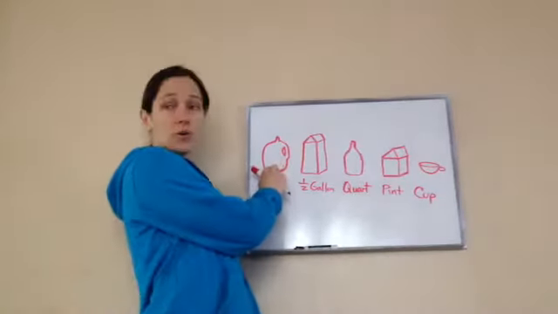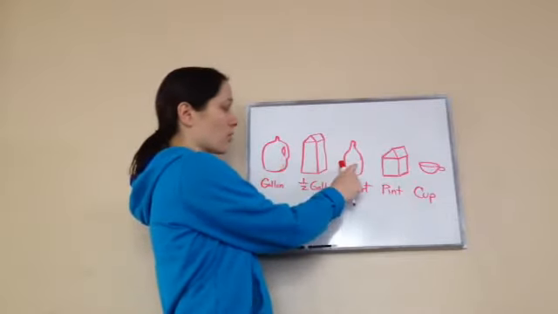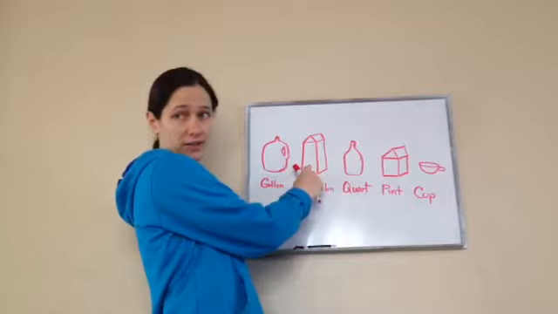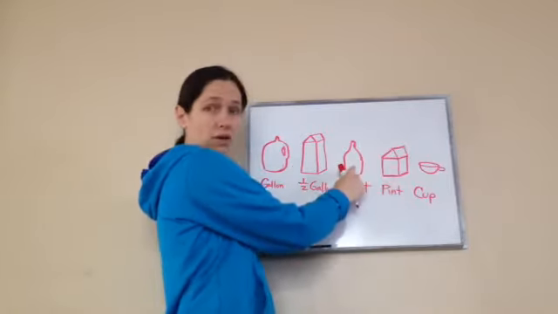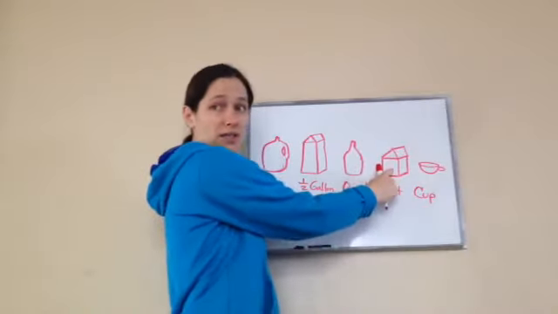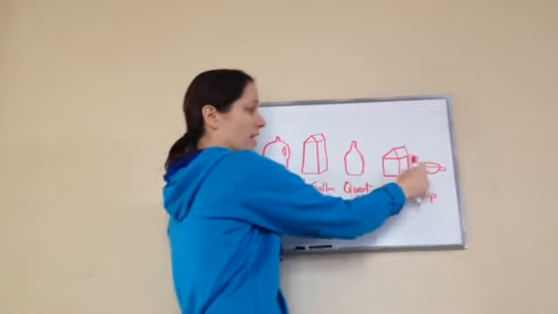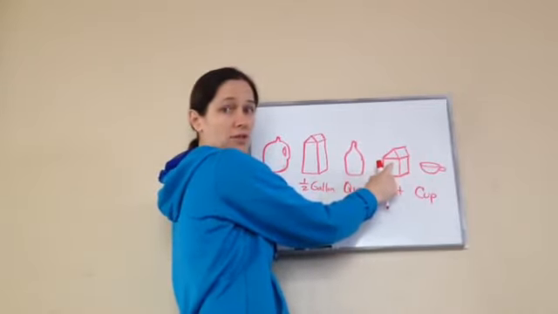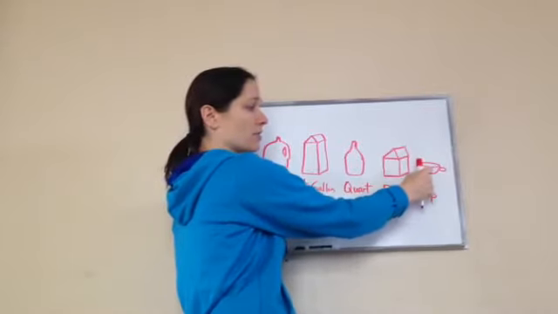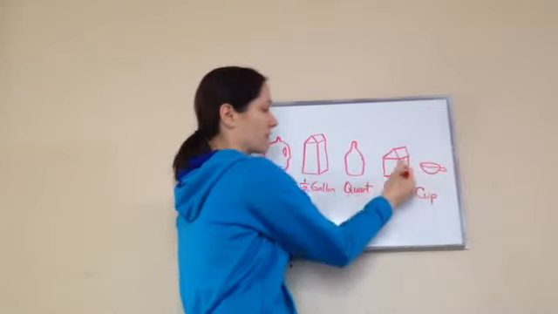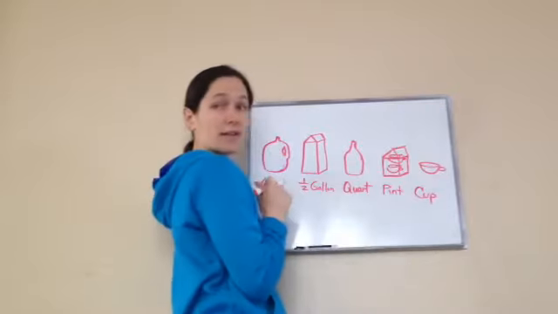So a half gallon is half of that. A quart is half of a half gallon in size. A pint is half of a quart. And a cup is half of a pint. Or you could say a pint is double the amount of a cup. There would be 2 cups in that. That makes sense.